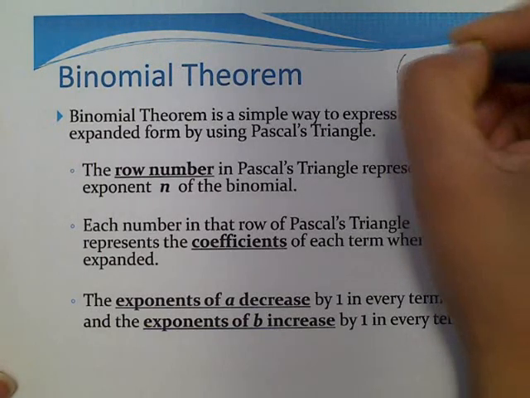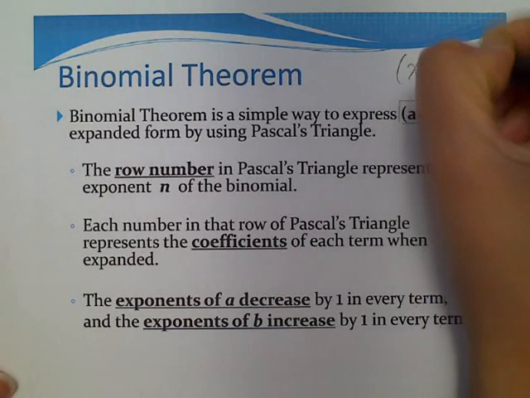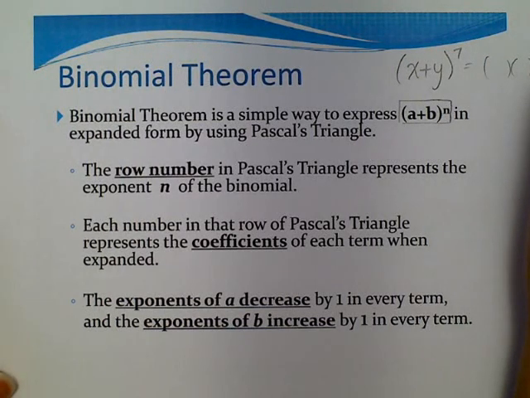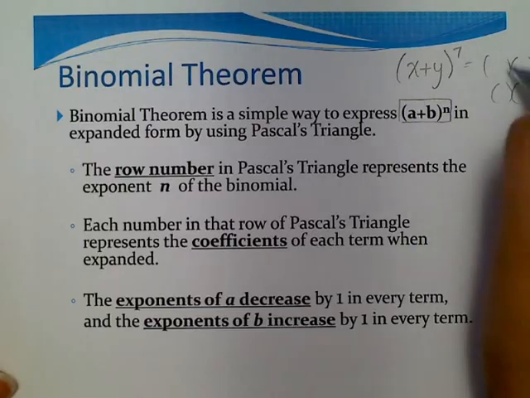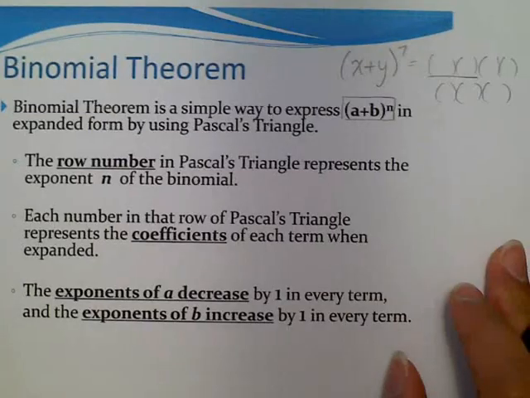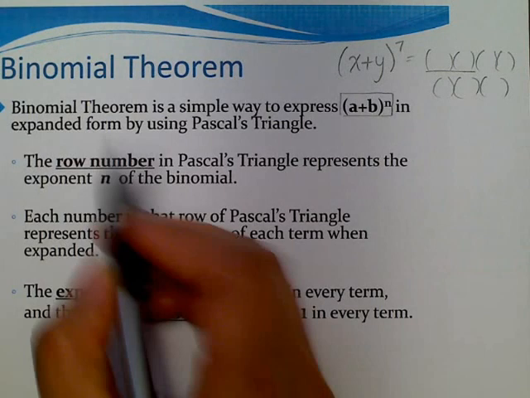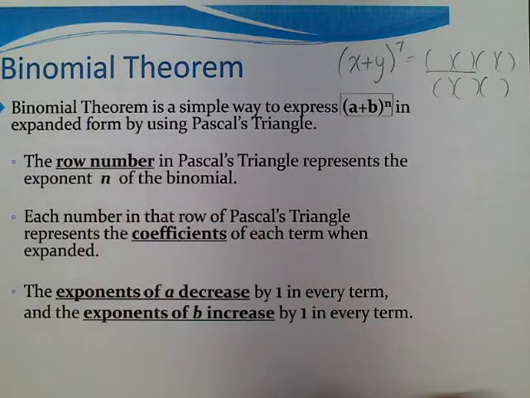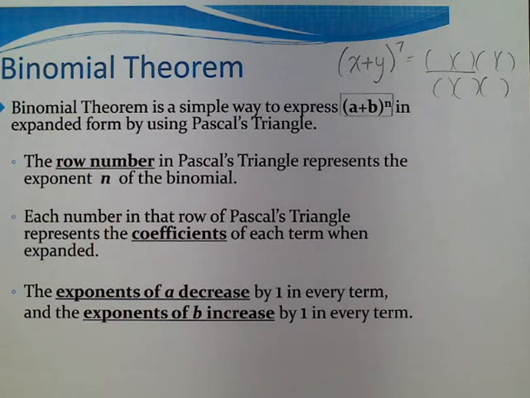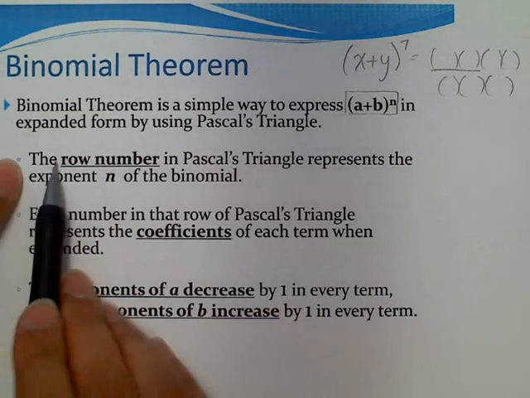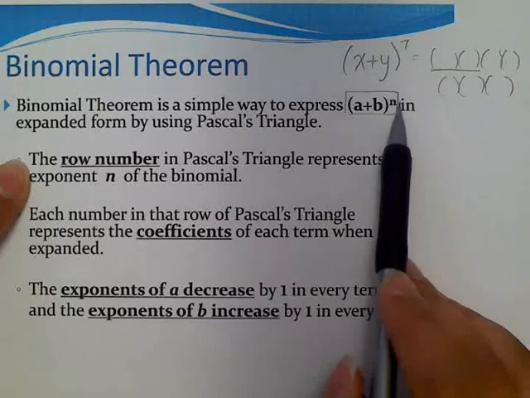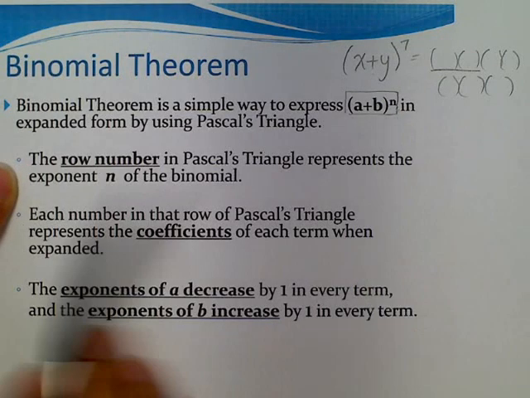So for example, if you had x plus y to the exponent 7, instead of writing this out 7 times and multiplying each pair at a time to try to figure out what the expanded form would look like, the binomial theorem shows you a faster way of writing x plus y to the exponent 7 in expanded form. The way you do that is by first looking at the row number in Pascal's triangle based on what the exponent is on the binomial.